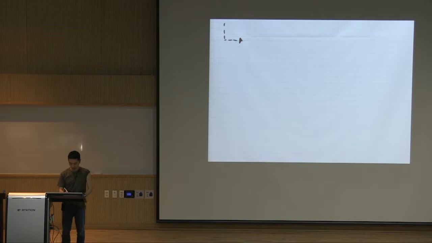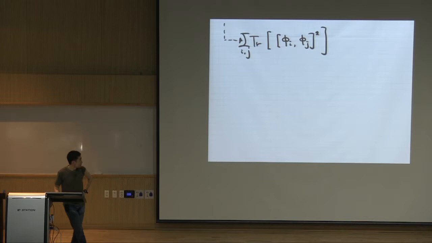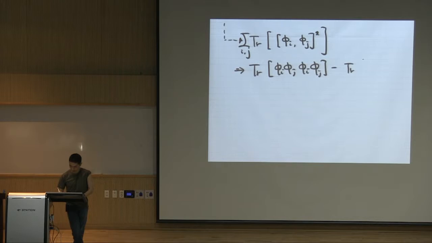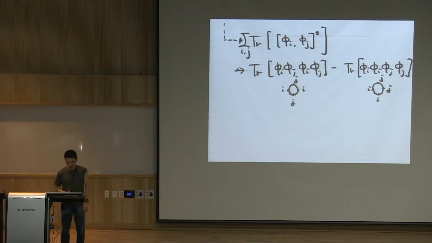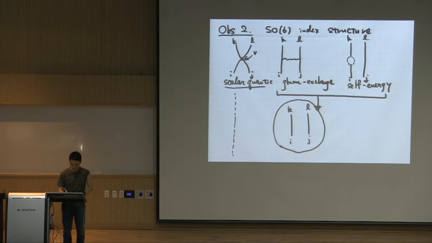In N=4 super Yang-Mills theory, the scalar quartic interaction vertex comes from this term, which is the square of the commutator. If you expand the commutator, then it gives you two different terms. One is phi I, phi J, phi I, phi J. And the other is minus, because of the commutator, phi I, phi I, phi J, phi J. So essentially, if you take into account cyclic ordering, this one is I, J, I, J, and this one is I, I, J, J. What you need to do is to insert this vertex here, and see what kind of tensor structure it gives.